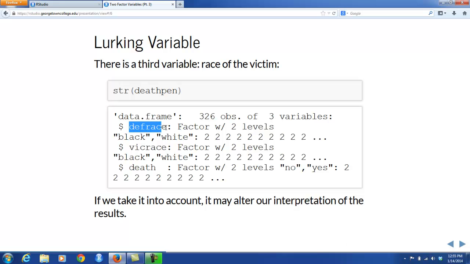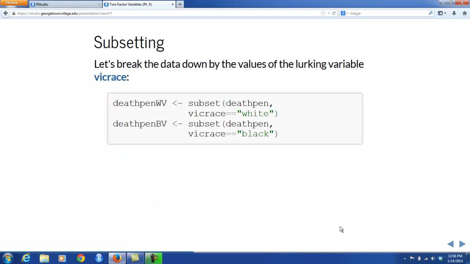Defendant's race, either black or white, victim's race, black or white, and whether or not the defendant got the death penalty, no or yes. Now, we find that if we take into account the race of the victim, our interpretation of the results is quite fundamentally altered. What we're going to do is to break this data frame down by the values of that lurking variable, victim's race. Vic race is how it's written in the data frame. We can do this by means of the subset function.